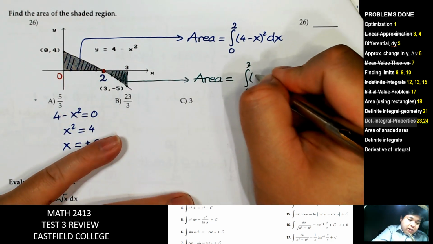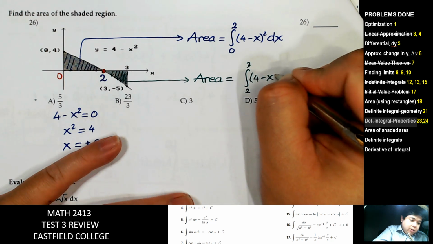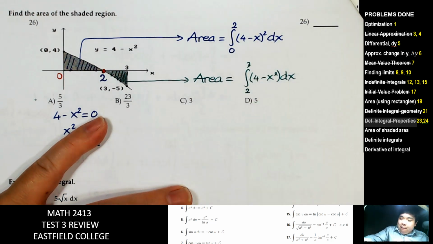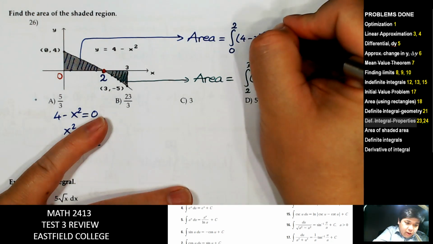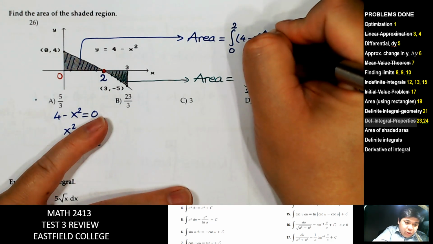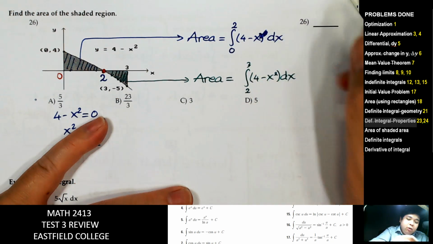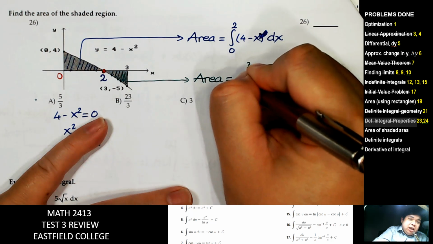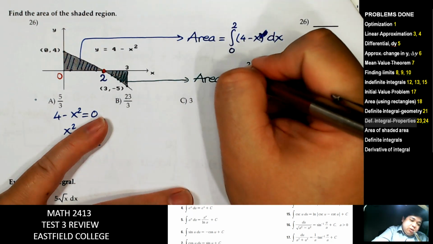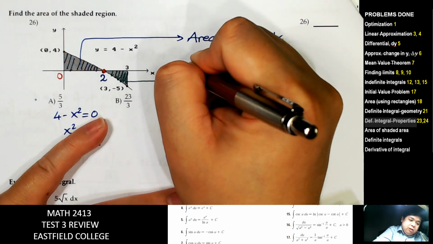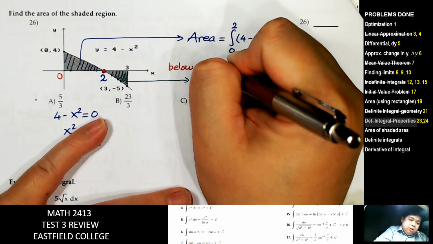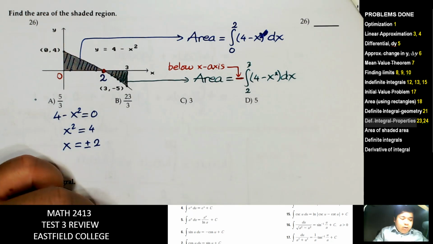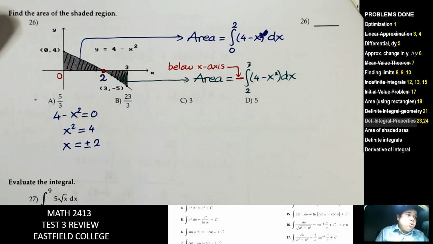The function, I put the square in the wrong place. Put the 2 inside. Right. Very important that the one that is below the x-axis must have the negative sign. So this has the negative sign. Right. We can use the calculator on this one.